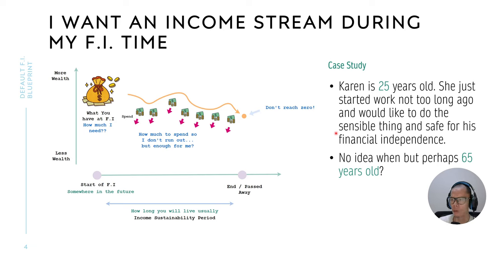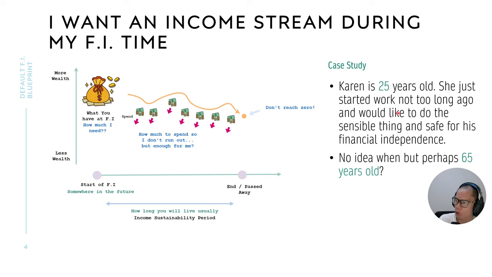Okay? So, we have a case study over here of Karen. Karen is 25 years old. Why I choose a lady, I have no idea. And usually, a lady graduates from university at 23 years old, not 25. But never mind. Let's just use 25 because 25 is a nice number.